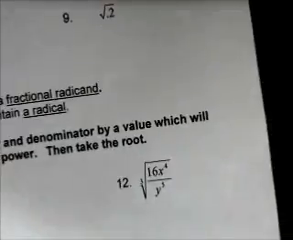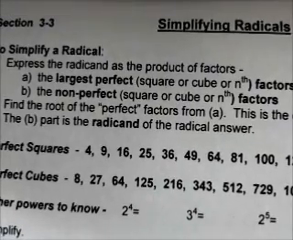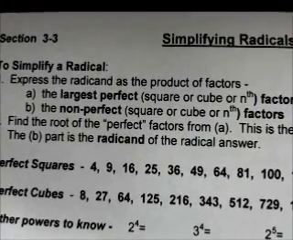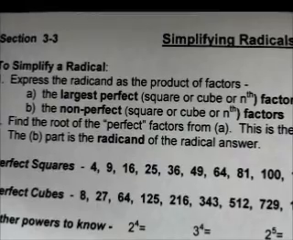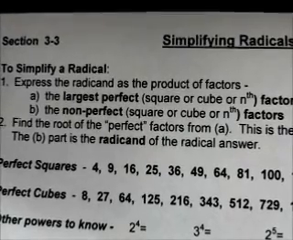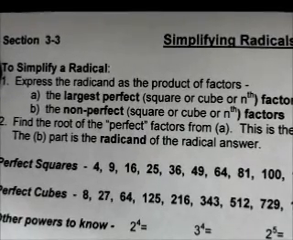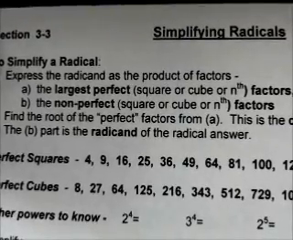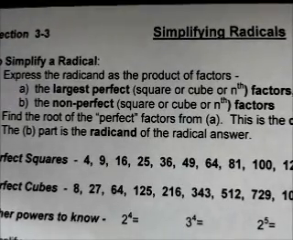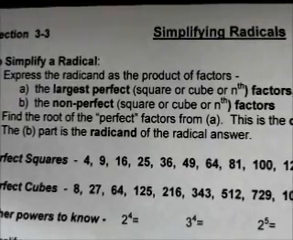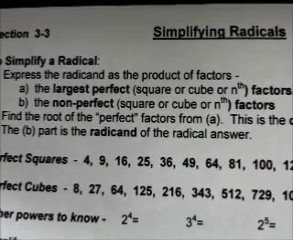Today we are on page 3 of our chapter 3 notes packet, section 3.3, which is simplifying radicals. To simplify a radical, these are the steps we're going to follow. We're going to express the radicand as a product of factors: the largest perfect square, cube, or nth power factored, followed by the non-perfect square, cube, or nth power factors.